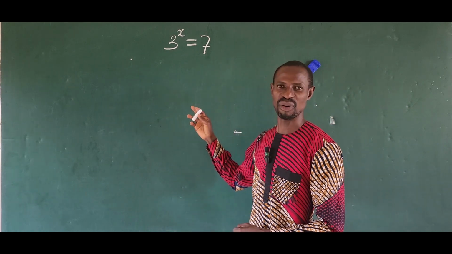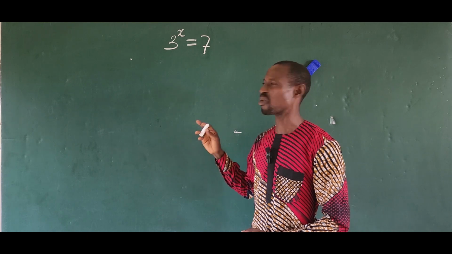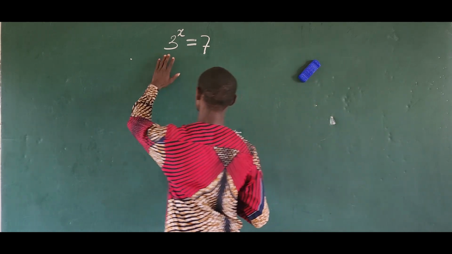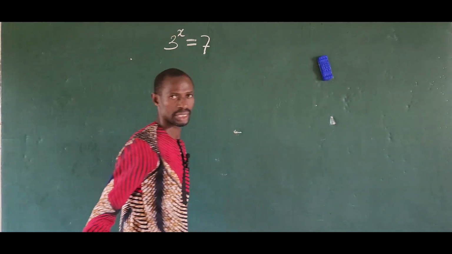Look at this simple exponential challenge. The question is 3 to the power of x equals 7. How do we solve for the value of x here? If you check this carefully, with simple logic, you can tell the answer to this.